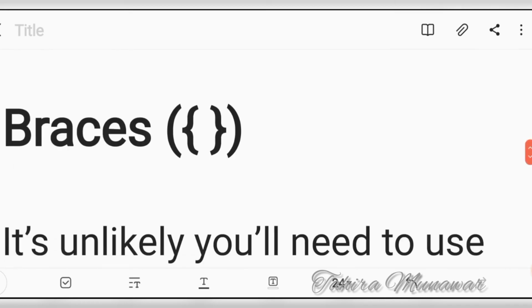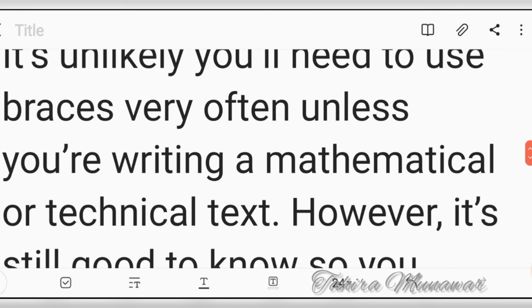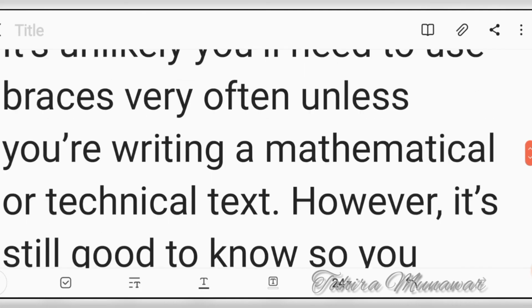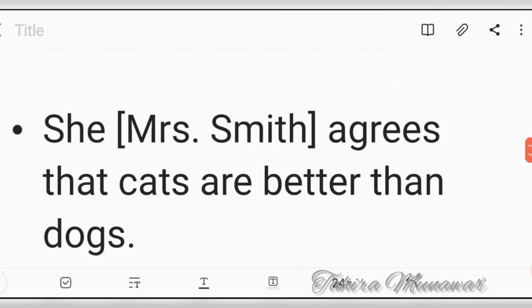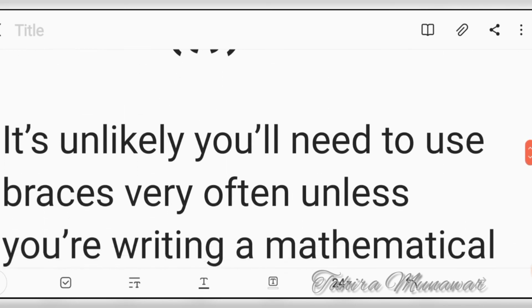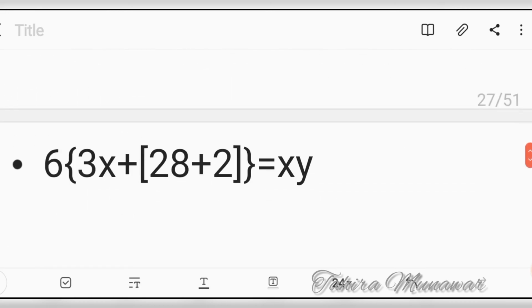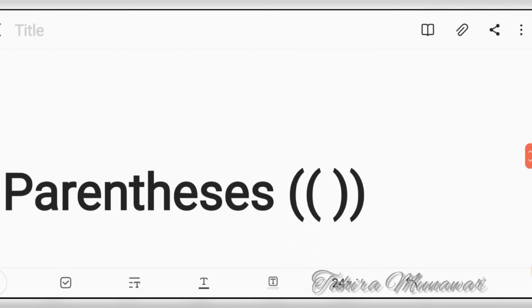Okay, braces. You will not need to use braces very often unless you are writing a mathematical or technical text, right? These are the technicalities. These terms are used in technical text. You all have once used them while you are using your text like this. So these are the brackets that you use when you are writing.